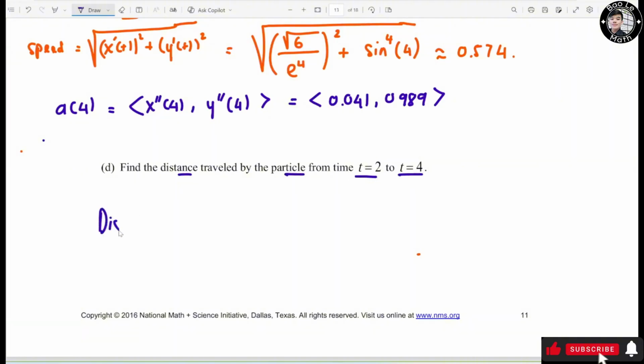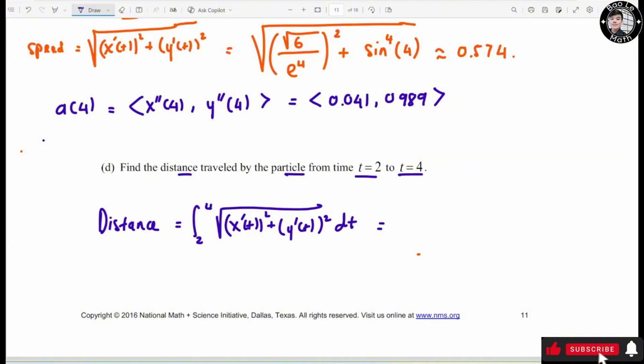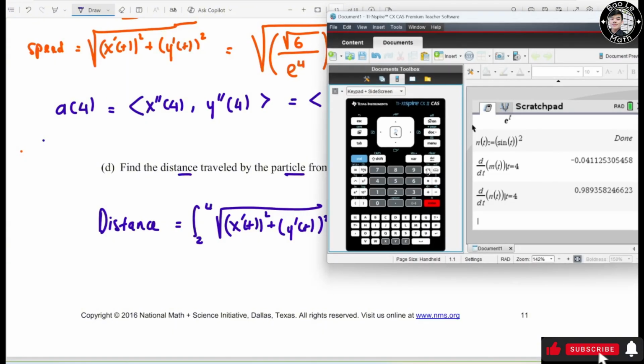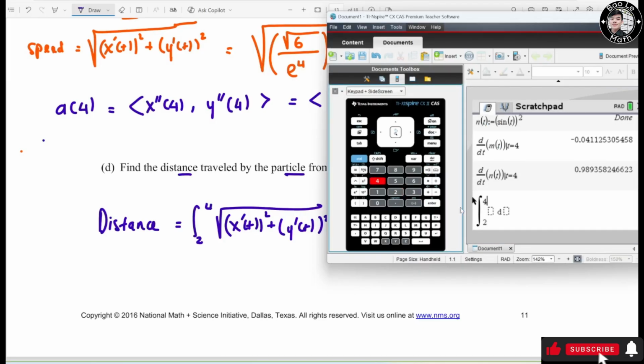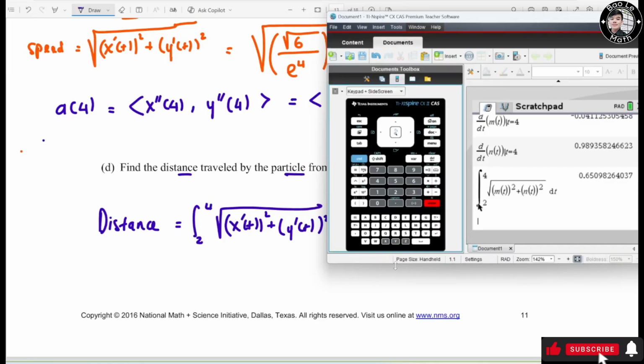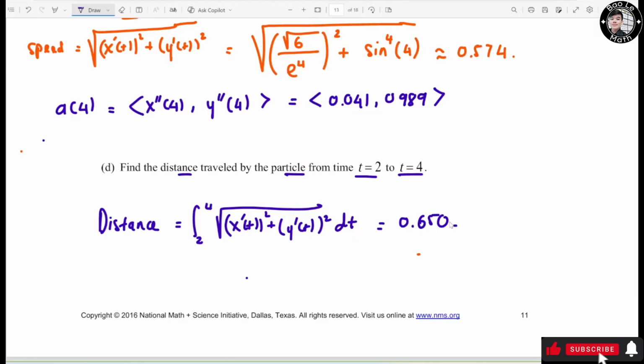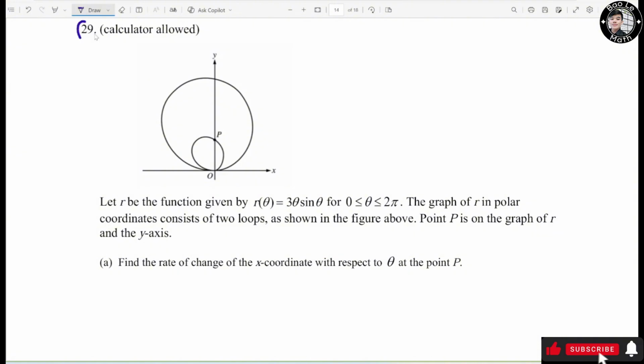Now question D. Find the distance traveled by the particle from t equals 2 to t equals 4. So the distance equals the integral from 2 to 4 of the square root of s prime of t altogether squared plus y prime of t altogether squared dt, right? So we're gonna bring up the calculator. We just hit the button right here, input the integral from 2 to 4. Press the square root sign, Enter. It's gonna be 0.650.